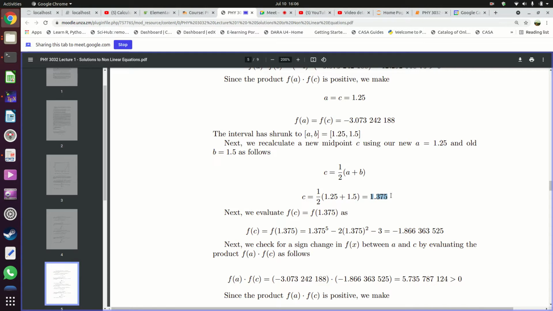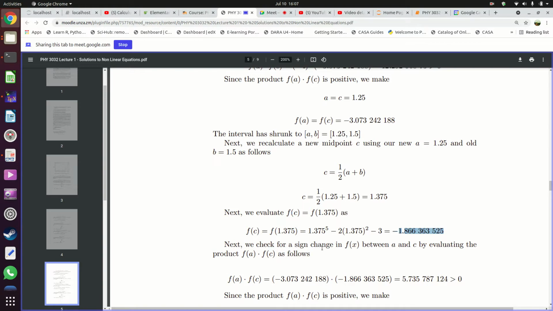C becomes 1.375. Now, when you have got a new value of C, the whole game is you want to find out if between A and C there's a root. If the answer is there, fine. If it's not there, then you switch. So after you find C, you have to evaluate f of C, which is f of 1.375. You get minus 1.866, this thing here. This is a negative value.